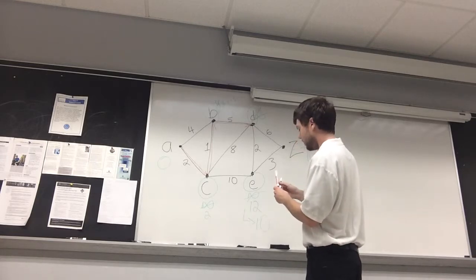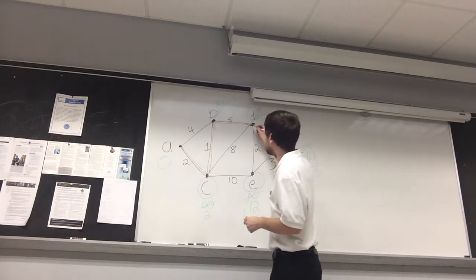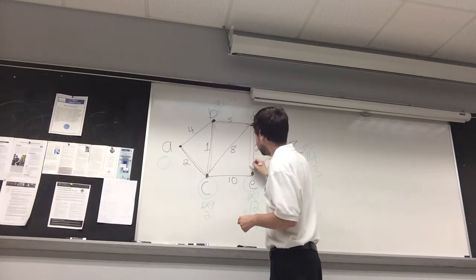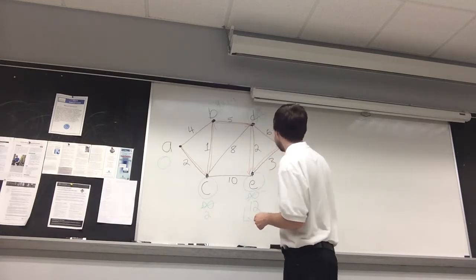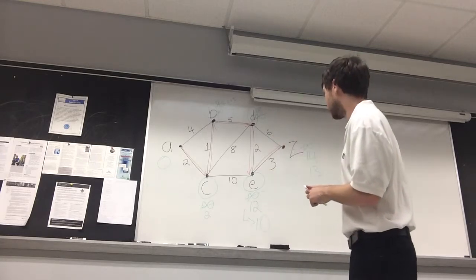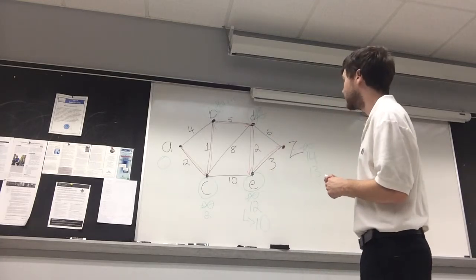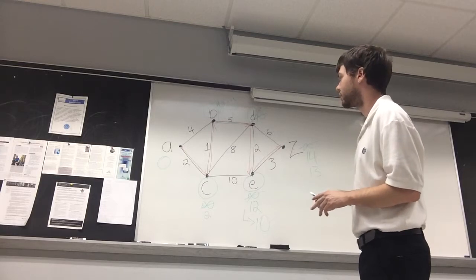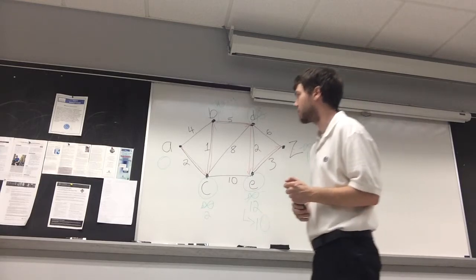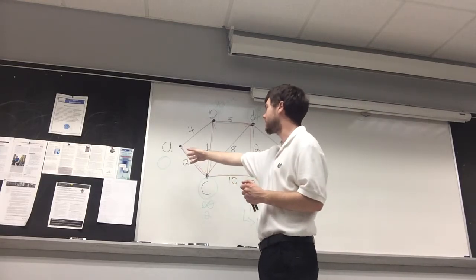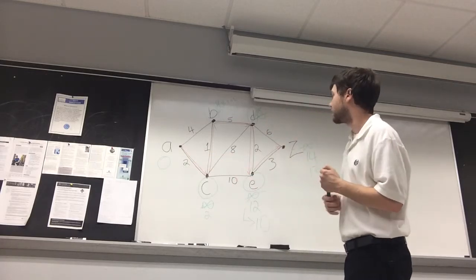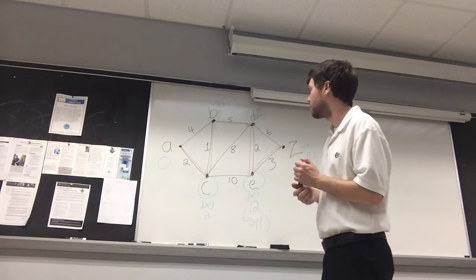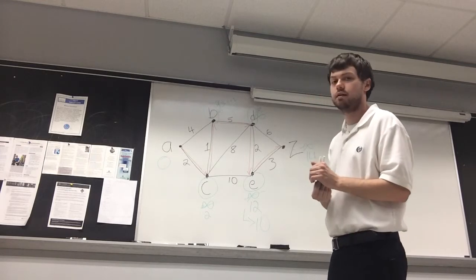So we have the path from vertex D to E, and then from E to Z, which is our destination, which will give us the total cost of 13, which is the shortest path of traversing this network from the origin vertex A to the destination vertex Z, which is the underlying concept of the shortest path algorithm.